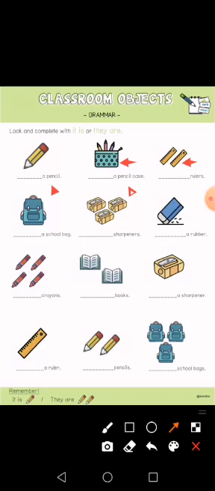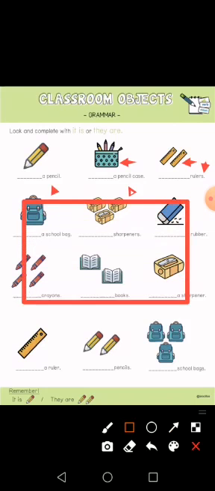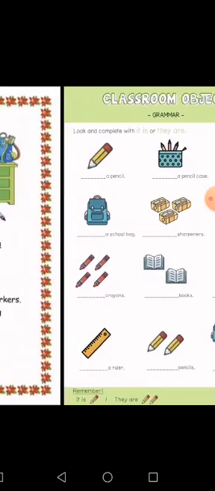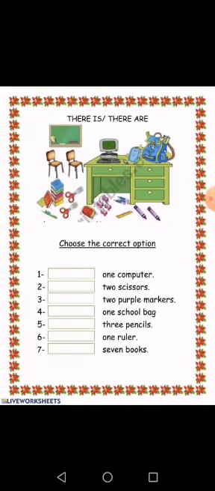Rulers. Here we have 2 rulers. Okay. So rulers, singular or plural? It is a plural noun, right? So there are. Okay, student? So please try to complete the rest of the examples, okay?